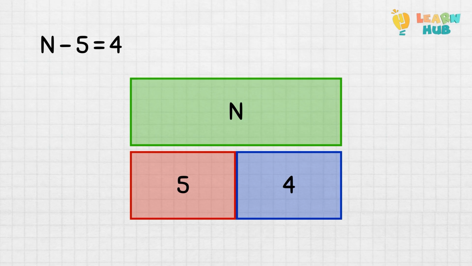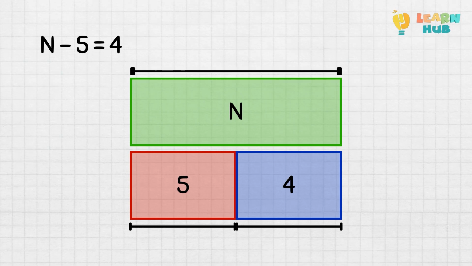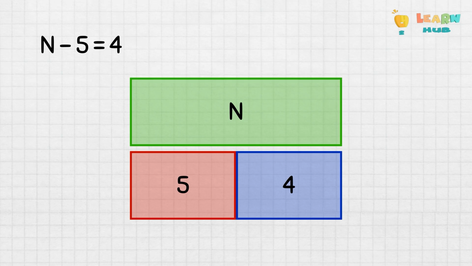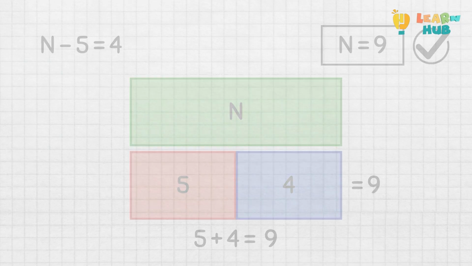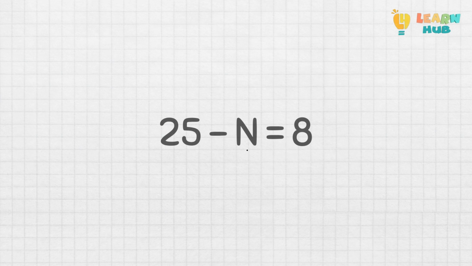What do you notice? The total length of the red and blue bars is equal to the length of the green bar. This means that n must be equivalent to the total of the represented numbers 5 and 4. Hence, the value of n is equal to 9. Now, what if n is our subtrahend? Let us have 25 minus n is equal to 8.